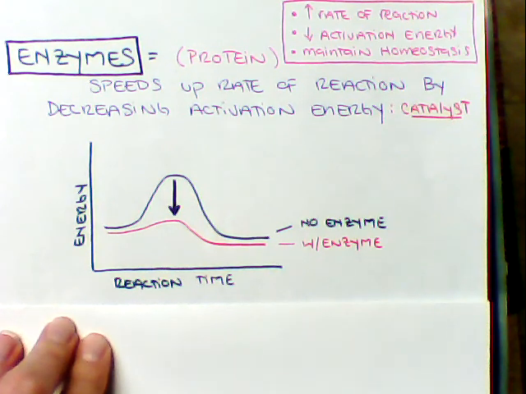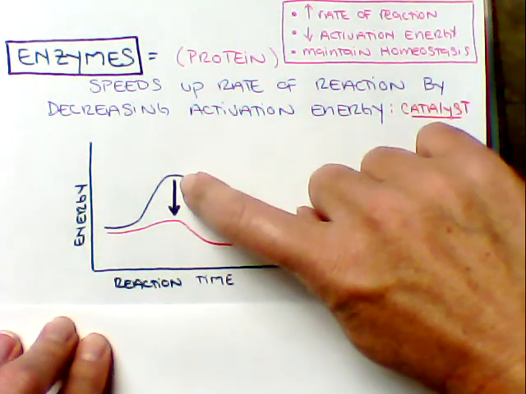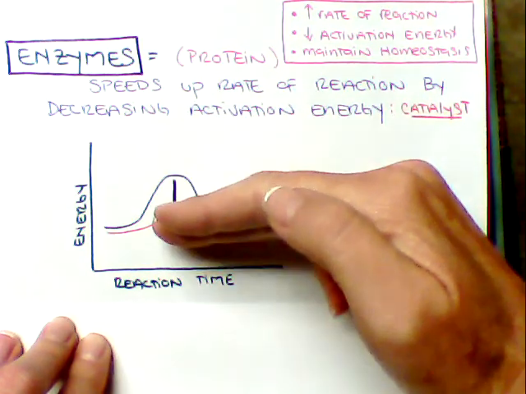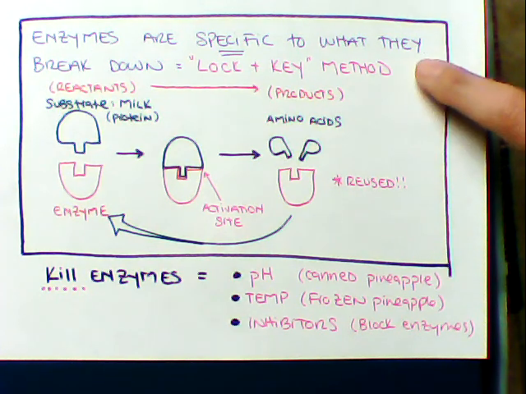So just remember, enzymes are a protein. We increase the speed of reaction by decreasing our activation energy. So instead of taking this much energy, we now have this much. Last but not least here, guys, remember enzymes are very specific to what they break down. They are known as a lock and key.